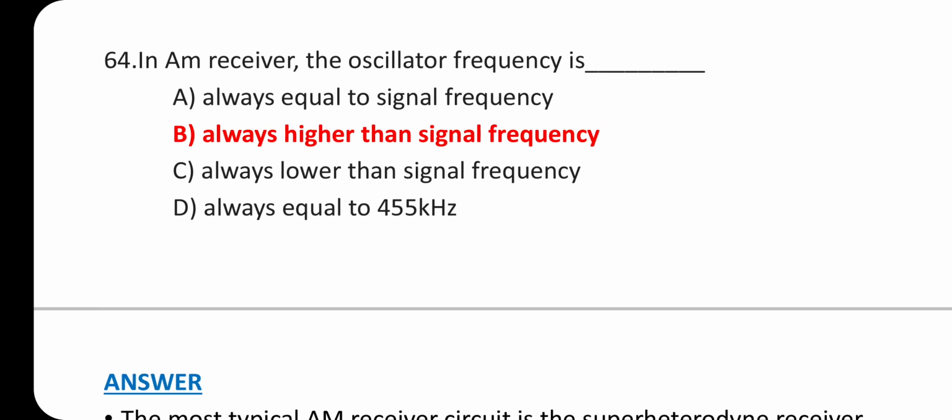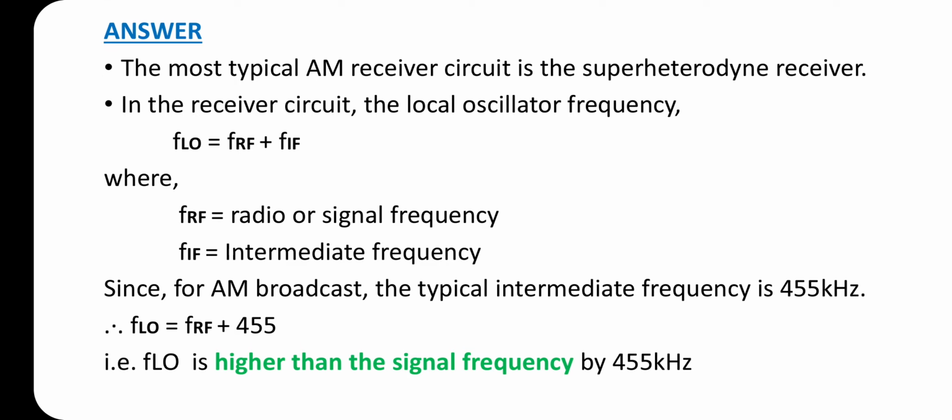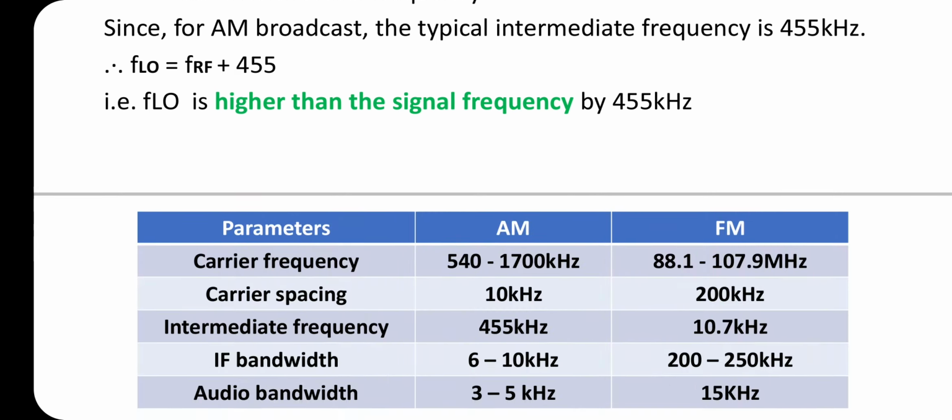In AM receiver, the oscillator frequency is always higher than the signal frequency. The most typical AM receiver circuit is the superheterodyne receiver. In the receiver circuit, the oscillator frequency FLO equal to FRF plus FIF, where FRF is the radio or signal frequency, FIF is the intermediate frequency. Since for AM broadcast, the typical intermediate frequency is 455 kHz, therefore, FLO equal to FRF plus 455. That is, FLO is higher than the signal frequency by 455 kHz.